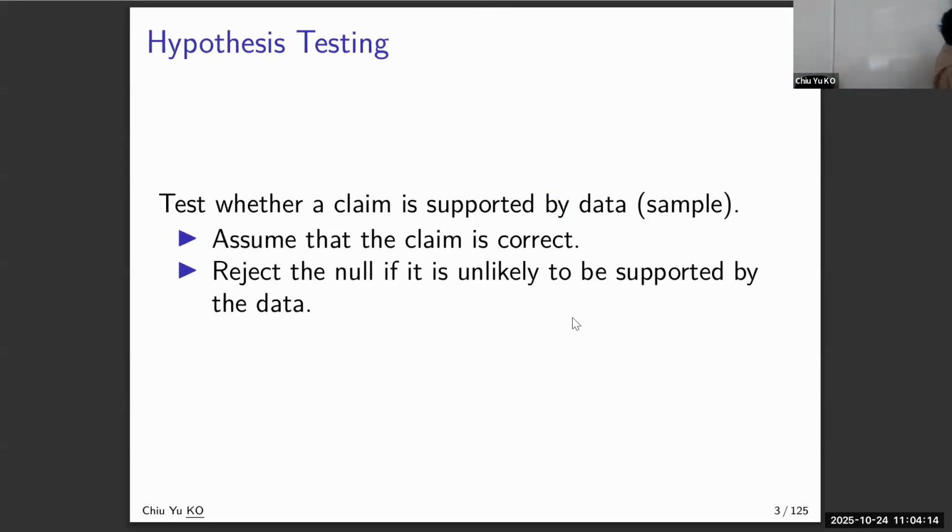So hypothesis testing, as I said, is we test a claim supported by data. We start with a claim, and we see whether the data support the claim or not. We will assume the claim is true until the evidence suggests otherwise. Same as the courtroom: you assume that guy is innocent until proven guilty with enough evidence.